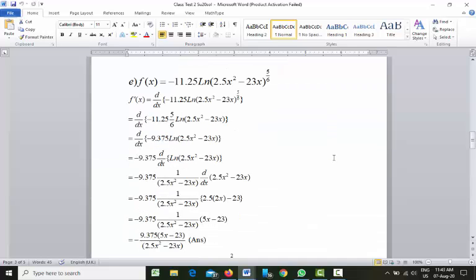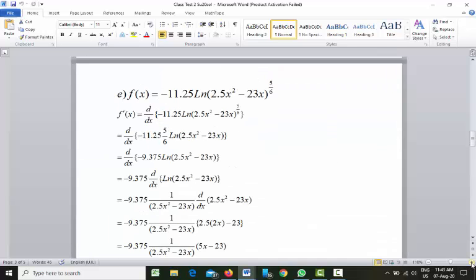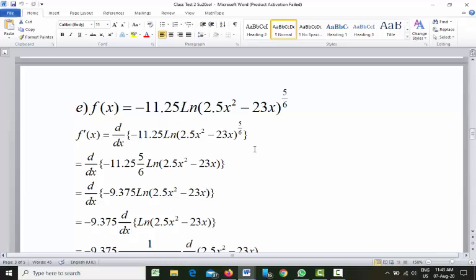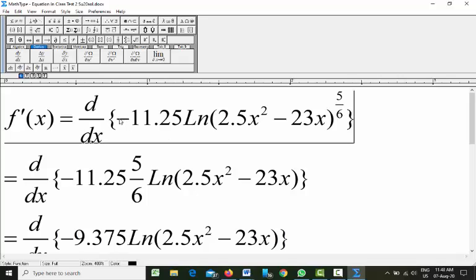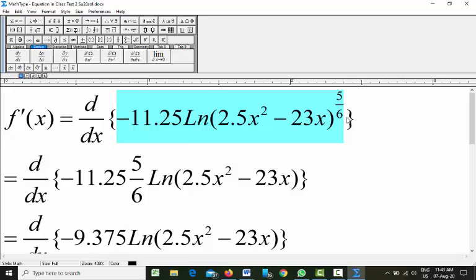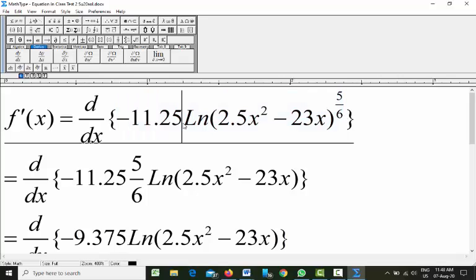Okay, so now let us solve this problem. This is from your recent class test. Here we want to do differentiation of this one. First of all, this is the coefficient, so this coefficient needs to move out.